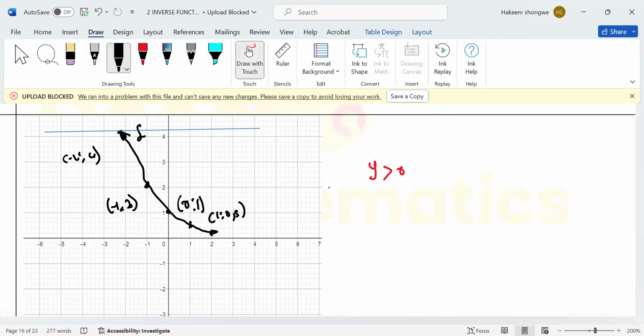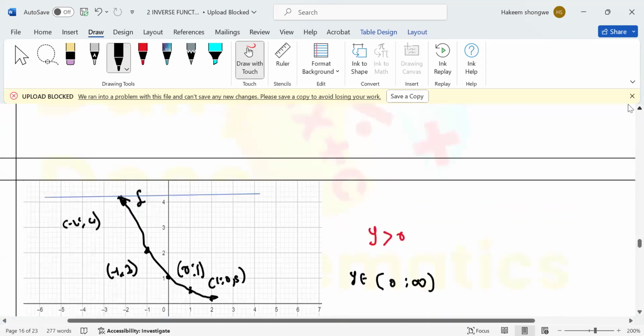So another way to write it, you can write it this way. You can say y is an element from not touching 0 up until we go to what? To positive infinity. You can't touch both of them. You can't touch the infinity and then you also can't touch what? This.